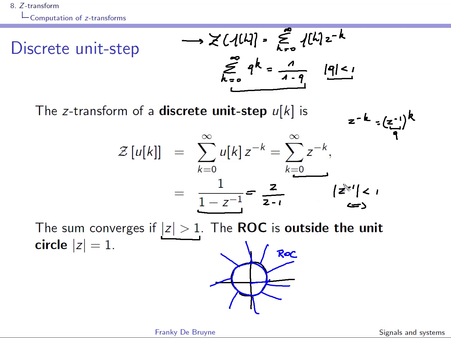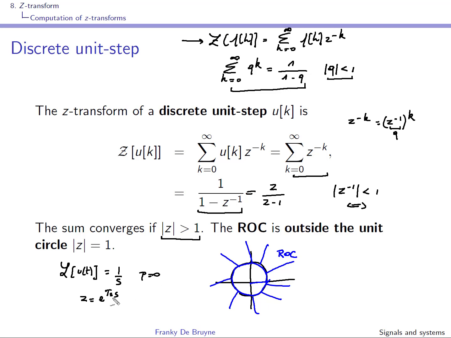This is also what we had obtained using this condition over here. Also notice some similarities with the Laplace transform of u of t. It's 1 over s, right? You have a pole at the origin, and if you look at the relation z is e to the s, here the pole is at the origin.